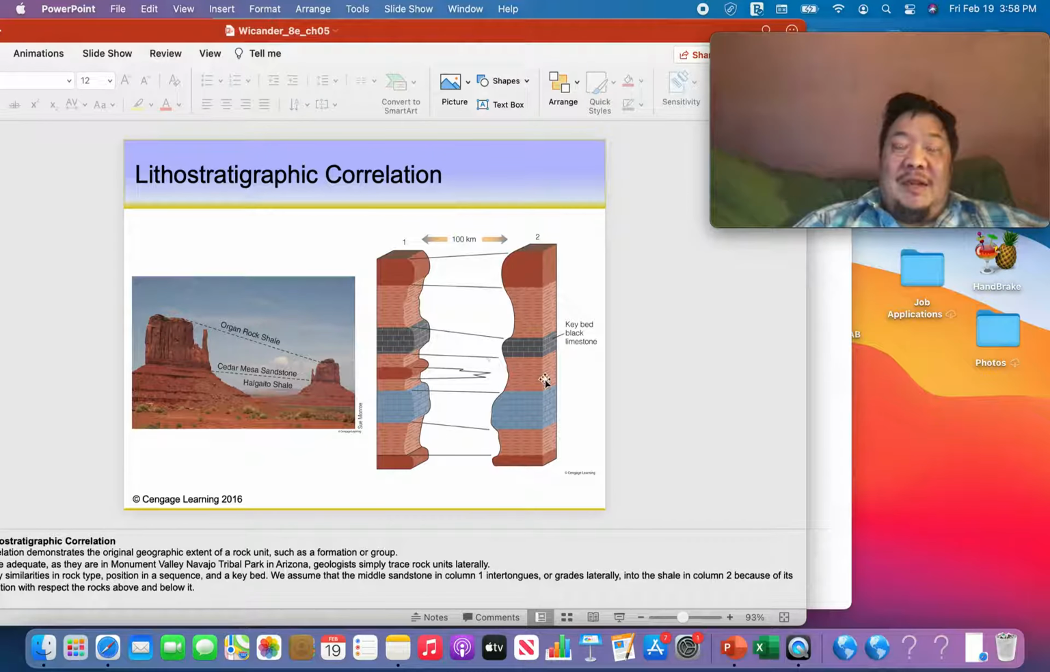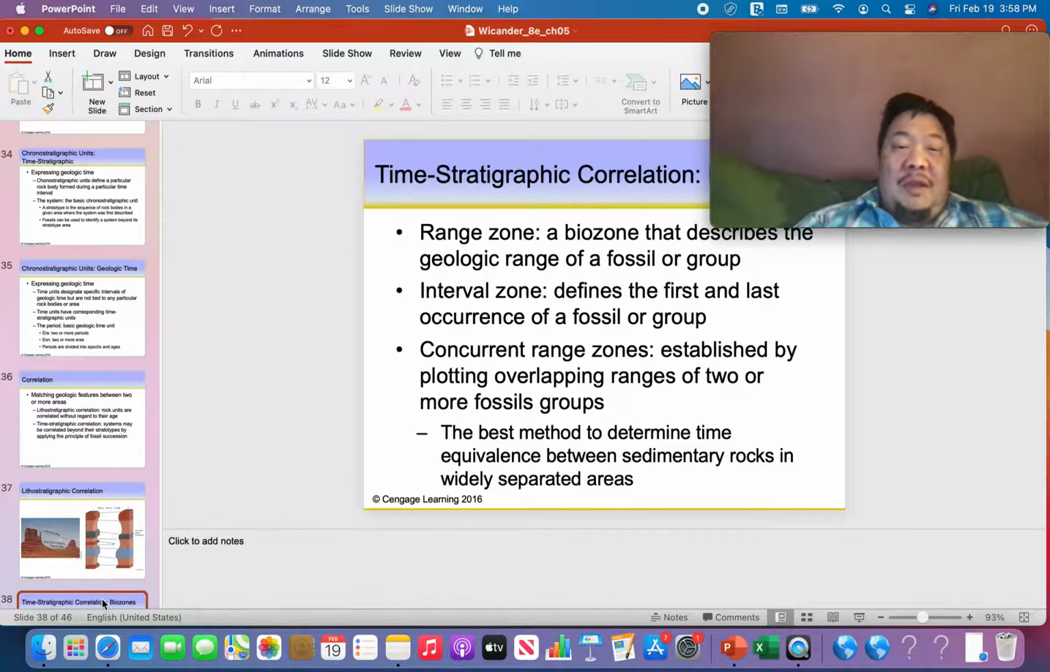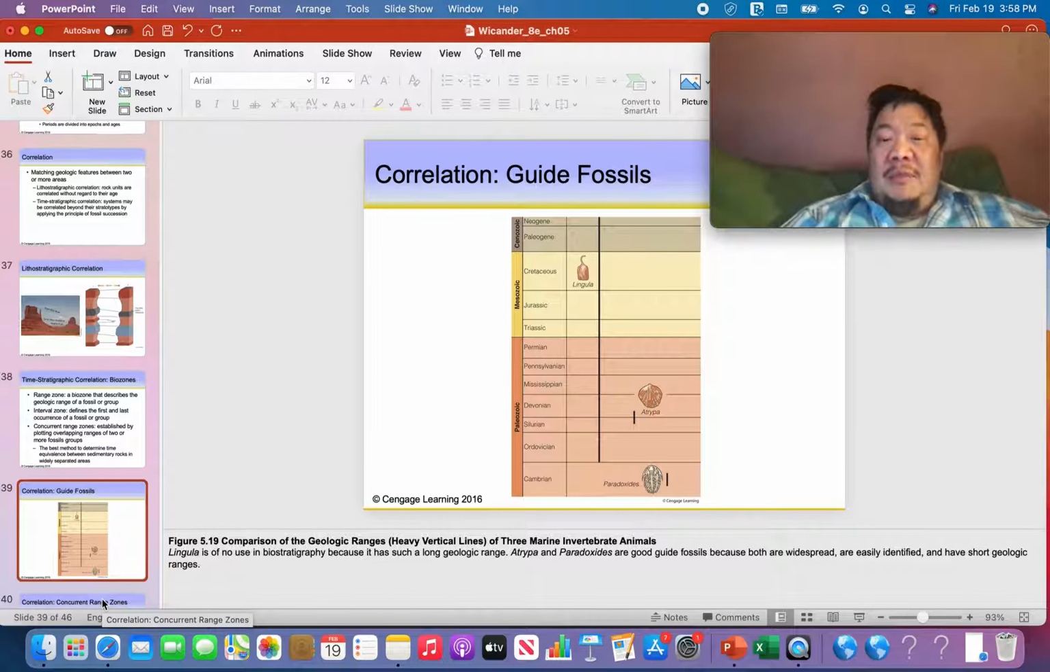But obviously, it's not this simple in the real world, because rocks at one location might be much different than at another location. You have to use index fossils. You have to use your knowledge of geology to try and figure out which rocks formed at the same time at different locations. Another name for an index fossil is a guide fossil.